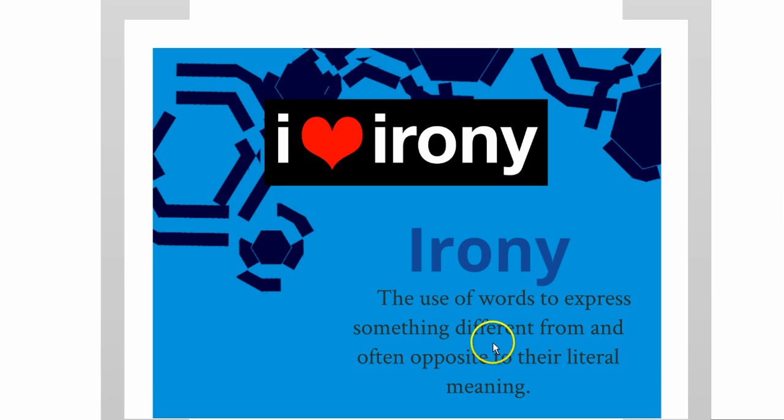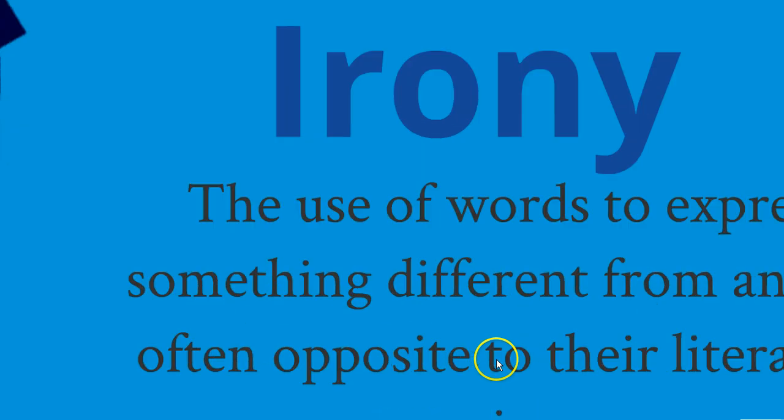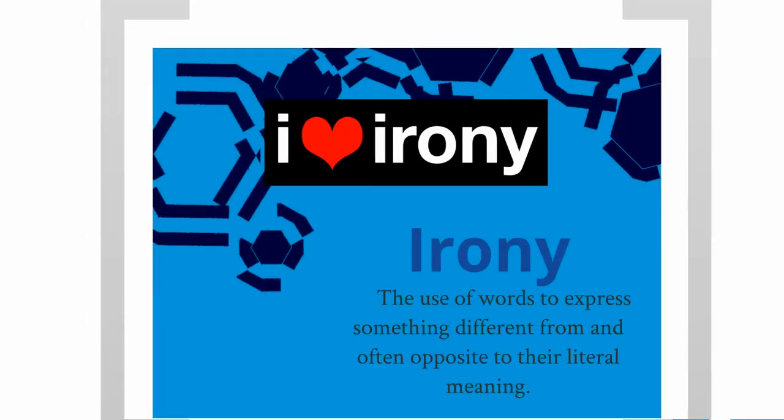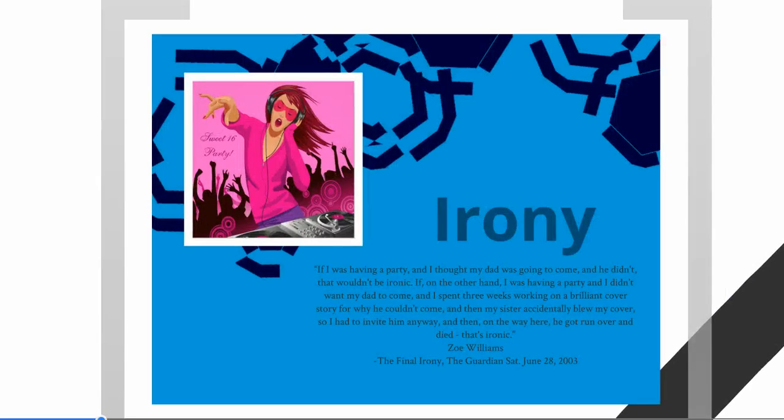So we're going to start with a basic definition, and then we're going to get into the various types of irony. So, irony, the basic definition is the use of words to express something different from and often opposite to their literal meaning. But that can be confusing. A lot of people take that definition and kind of run with it, and it doesn't really make the full picture of irony. So I think the best way to understand irony is a really good example.